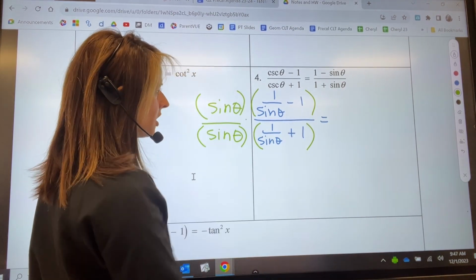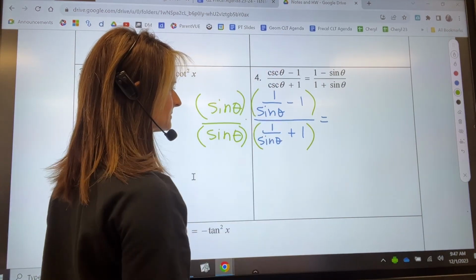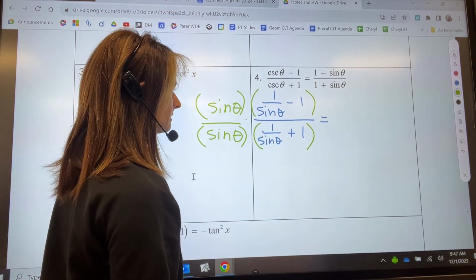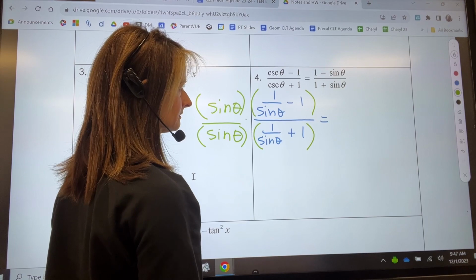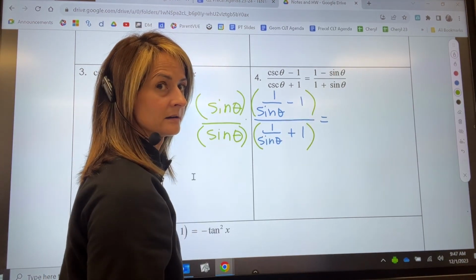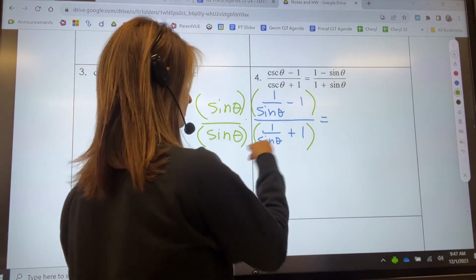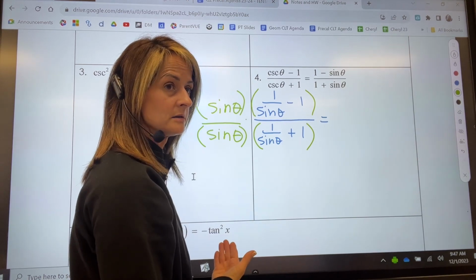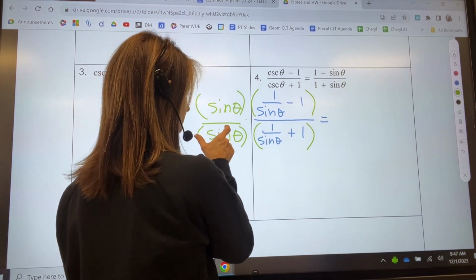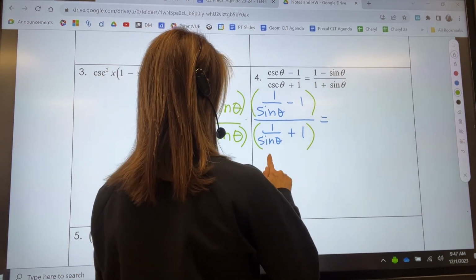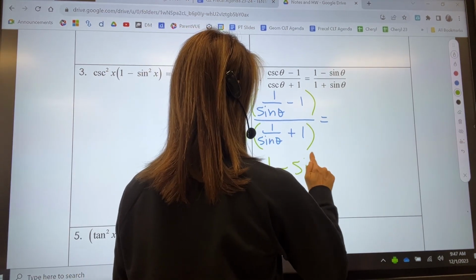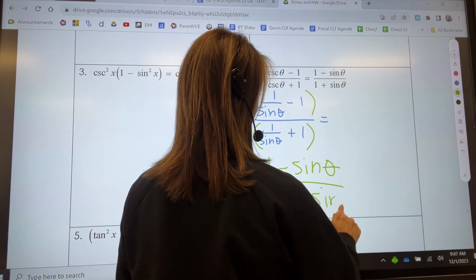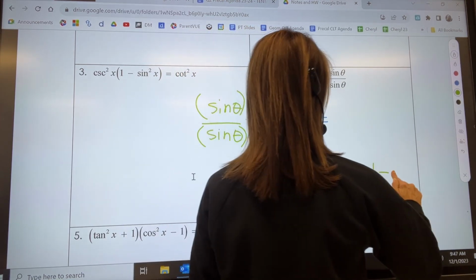So when you're multiplying across, this is sine times 1 over sine, that just becomes sine over sine. That's a 1 minus sine. Hey, it's the same thing as the right side. And the denominator, when you multiply sine times 1 over sine, that's sine over sine. That's just a 1. Plus sine times 1 gives us sine. So this becomes 1 minus sine of theta over 1 plus sine of theta. And it's equal to the other side.